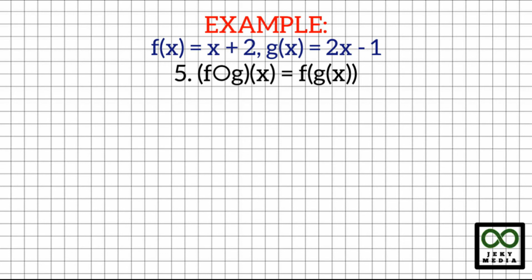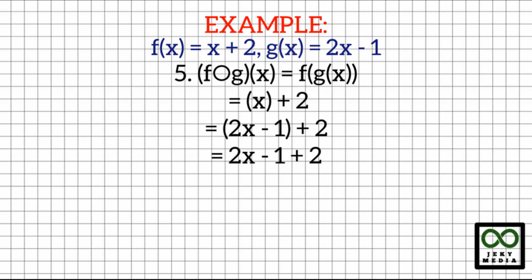Let's have the composition of functions f of g of x. First, let's write down the function f of x, x plus 2. Next, let's replace the x with the given value of function g, 2x minus 1. This will become the quantity of 2x minus 1 plus 2. Let's remove the parentheses. This will become 2x minus 1 plus 2. Simplifying will give you the composite function 2x plus 1.